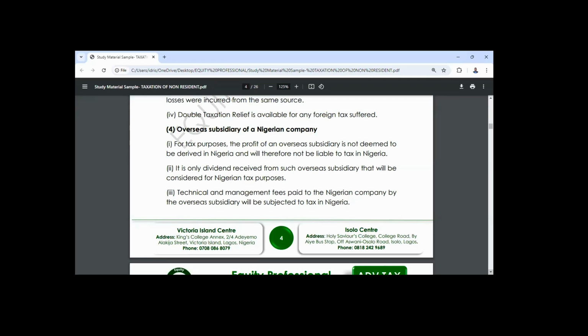Second, dividends received from the overseas subsidiary will be considered for Nigeria tax purposes. The parent company is in Nigeria. They have a subsidiary overseas. Every year, the parent company will be receiving dividends from the overseas subsidiary. That dividend is going to be liable to tax in Nigeria. The Nigeria government will collect tax on it, since it is an income to the parent company.